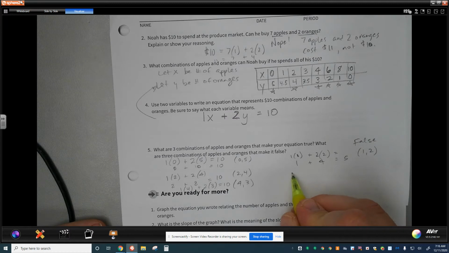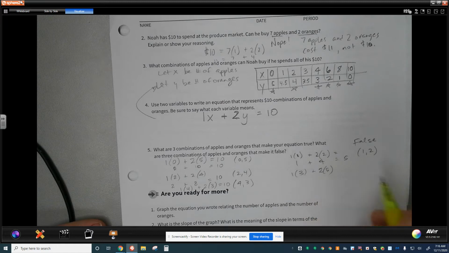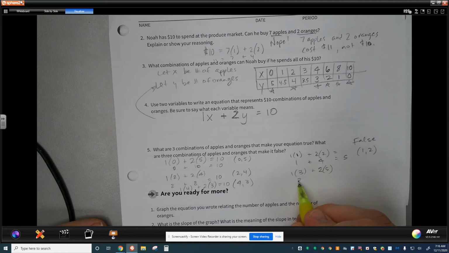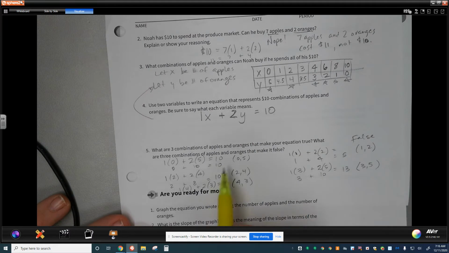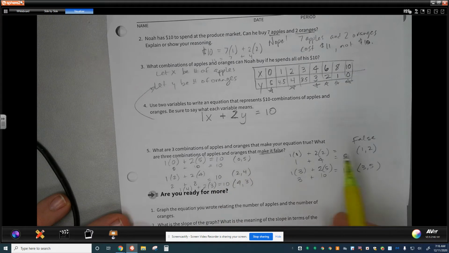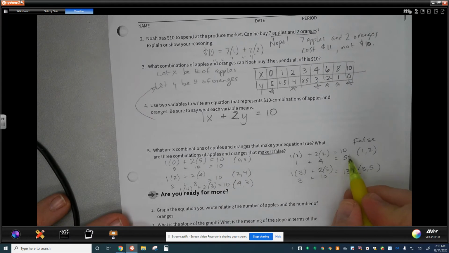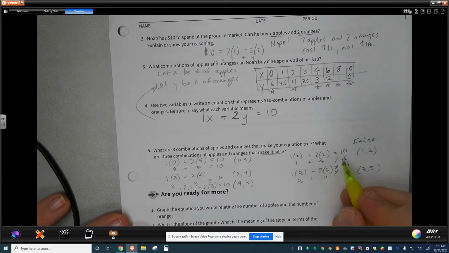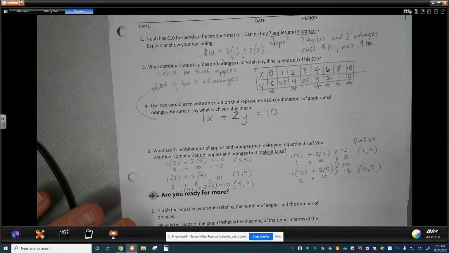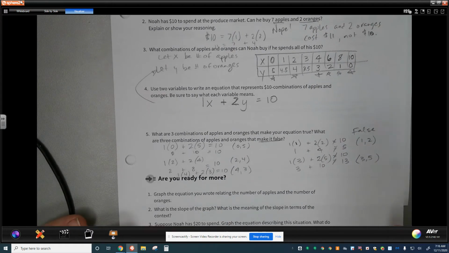What if I just said I wanted 3 apples and 5 oranges? Again, that one would be looking like this. $3 for apples, $10 for oranges. That would give us $13. So we can say that 3 and 5 is false as well because it's not equal to 10. Anytime that I do this to find out a false combination, my combination is supposed to equal 10, not anything else. So if it's not equal to 10, it's false.